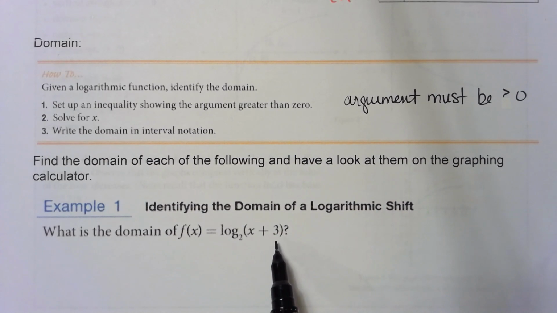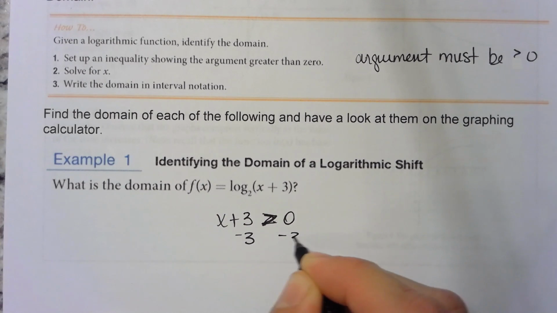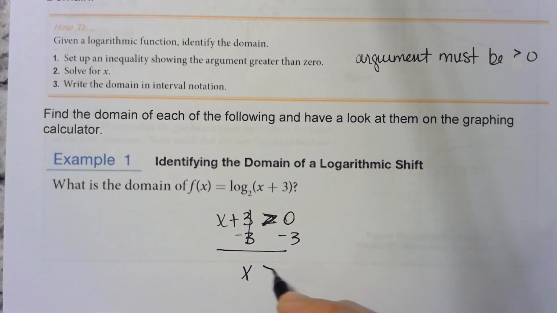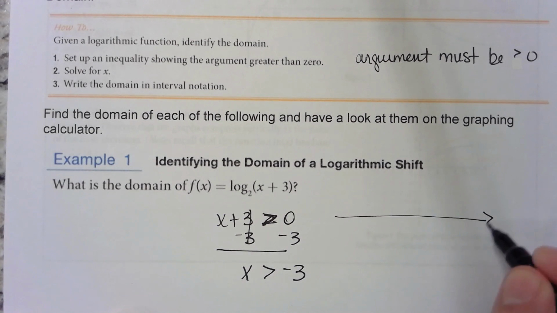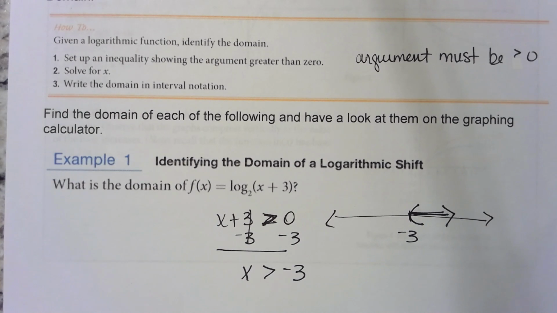So find the domain of this one. You take your argument and set it greater than 0. Subtract 3. So x must be greater than negative 3. Remember, in graph form, if x is greater than negative 3, it looks like that, right? That means our interval notation is negative 3 to infinity, and you have a parenthesis here because it cannot equal negative 3.